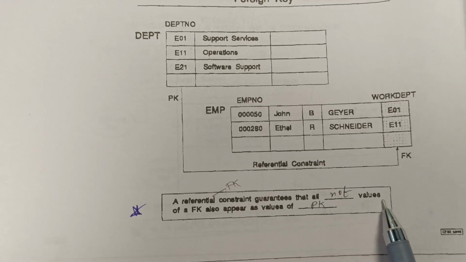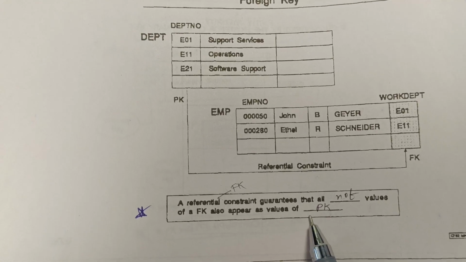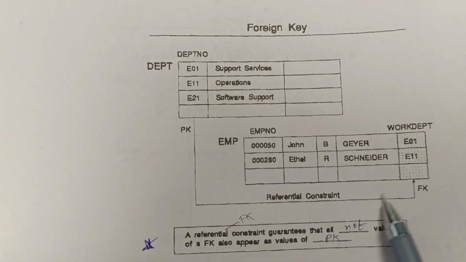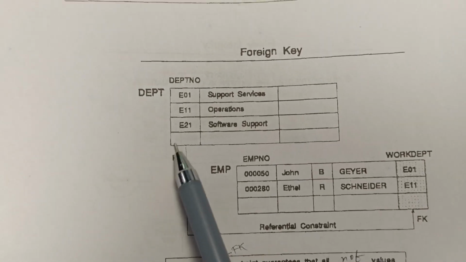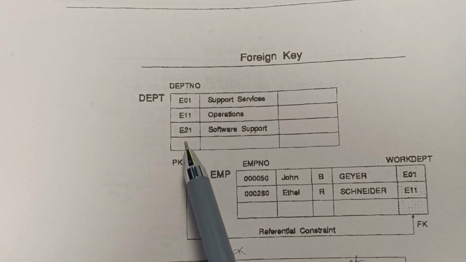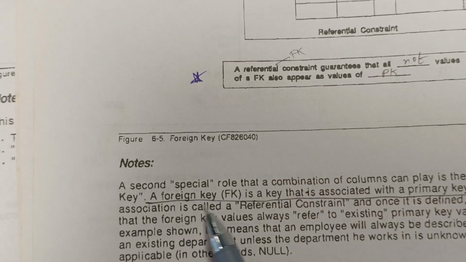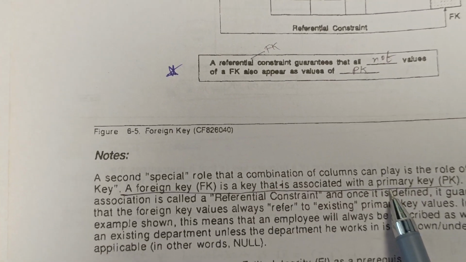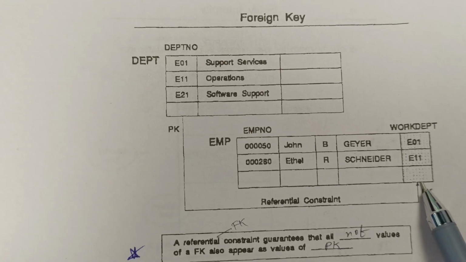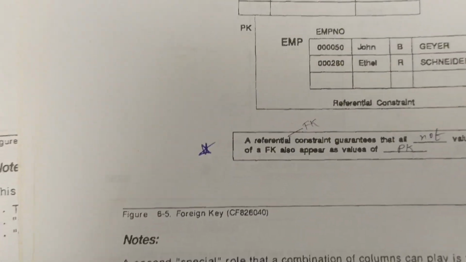It guarantees that a not-null foreign key value also appears as a value of the primary key. Whatever value is provided here should have a corresponding primary key value here. That's what it is saying here. You can see the foreign key value is associated with the primary key value, meaning whatever the foreign key is, it is associated with the primary key. This is what the definition is.